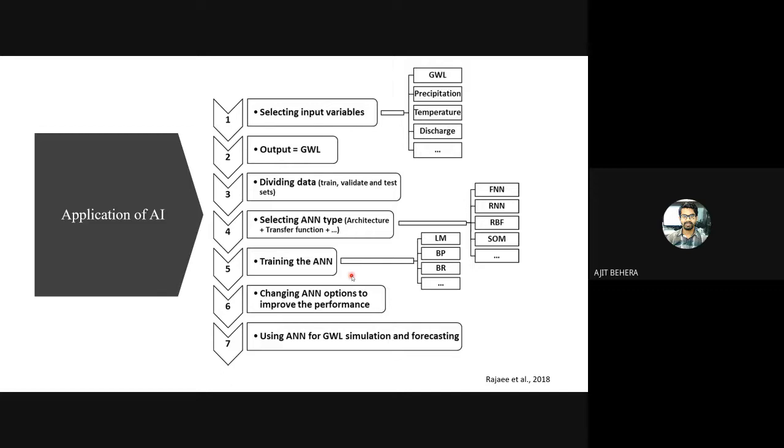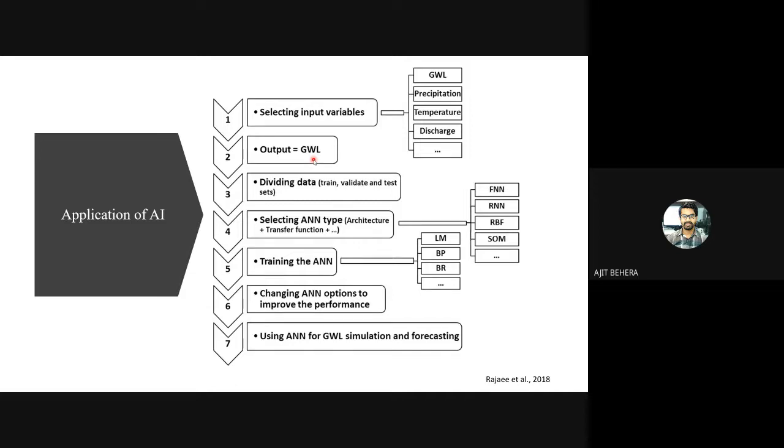So we basically use an artificial neural network. Here I have already discussed that groundwater level, precipitation, temperature, and discharge data we require to model, forecast, or predict the groundwater level. So this is the output, groundwater level. So these are the different processes.